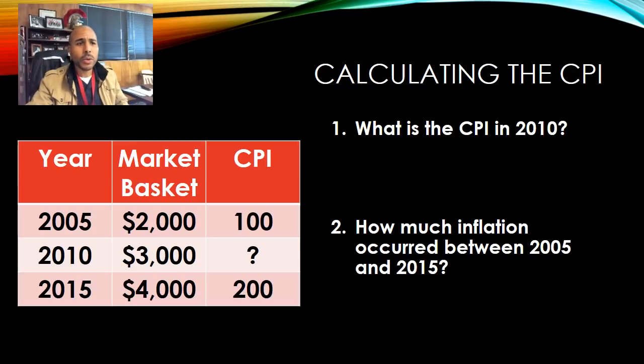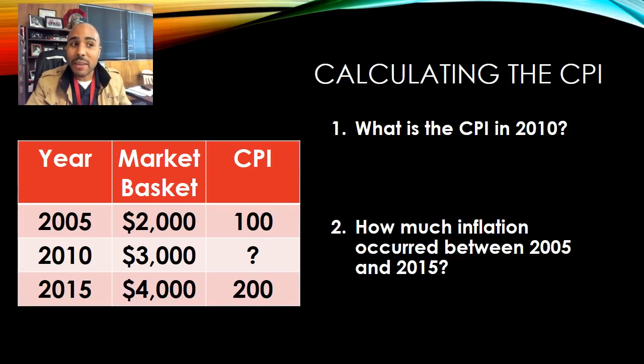Okay, so here we are. So this is exactly what you'll see on the back of your yellow sheet. We've got a little table here that shows some fictional market basket and CPI numbers for the years 2005 through 2015. Okay, so you'll see that in 2005, the market basket of goods cost $2,000. In 2010, the market basket was $3,000. And then in 2015, the market basket cost $4,000. So to figure out our CPI in 2010, what we need to do is identify the base year.